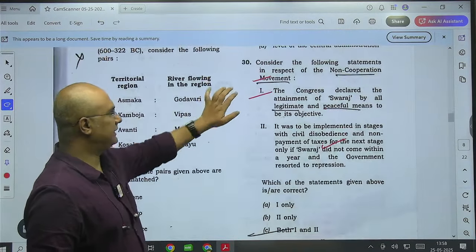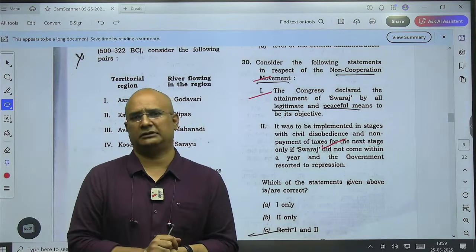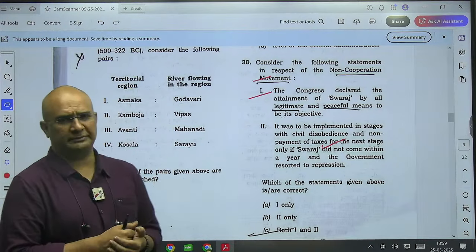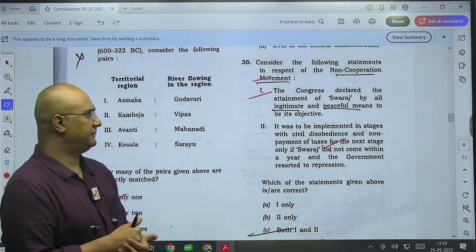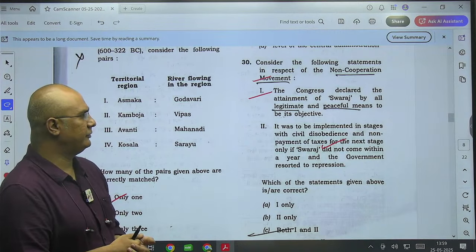For the 30th question, again coming to modern India, they have specifically touched the non-cooperation movement. Straightforward question again, let us look at that. Two statements have been given and we are asked which of them are right. First statement, the Congress declared attainment of Swaraj by all legitimate and peaceful means to be its objective.